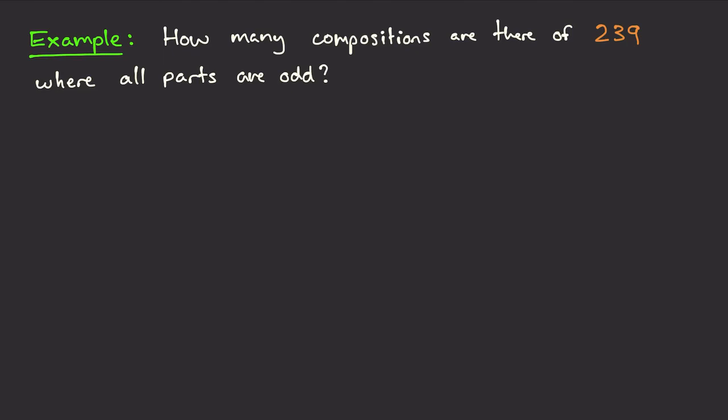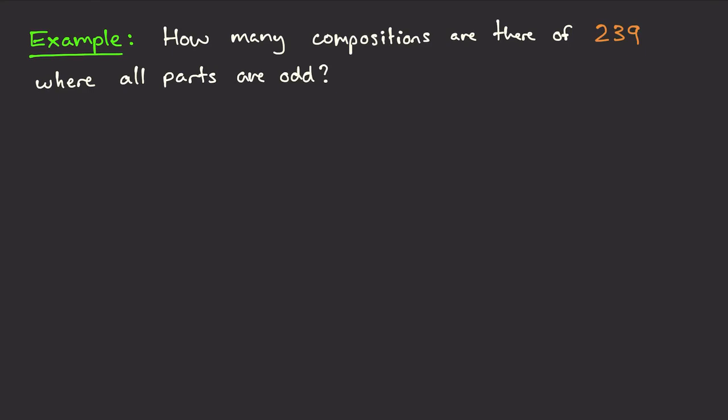Now we'll turn to a related problem. Suppose I want to count the compositions of 239 where all the parts are odd. Just like the last example, we're going to use the string lemma to reduce this problem to a calculation of a coefficient. For this, we need to understand the generating series for the set of all compositions where every part is odd. To do this, we need to describe the set of all compositions in which every part is odd in terms of a simpler set.